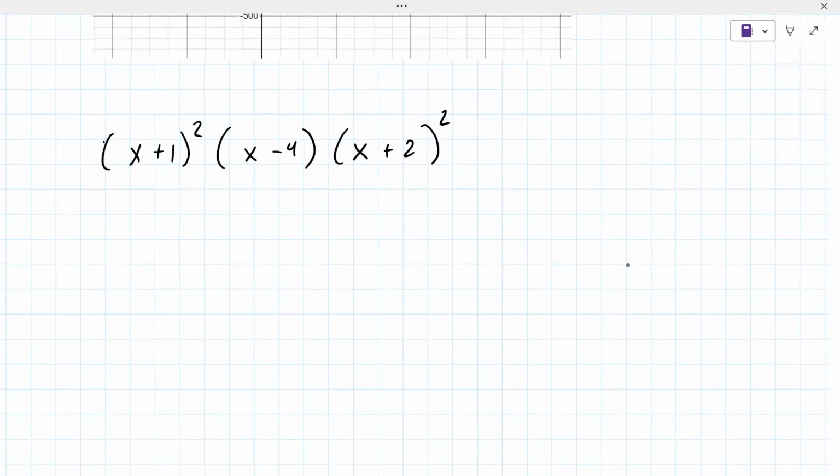All right, so let's do another one here. Let's say it's x plus 1 squared, x minus 4, x plus 2 squared. So let's do this one at a time. Factors. What are the 3 factors? What are the 3 things in parentheses? There's our x plus 1, x minus 4, and x plus 2.